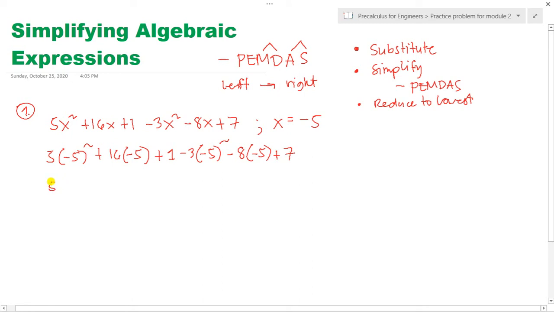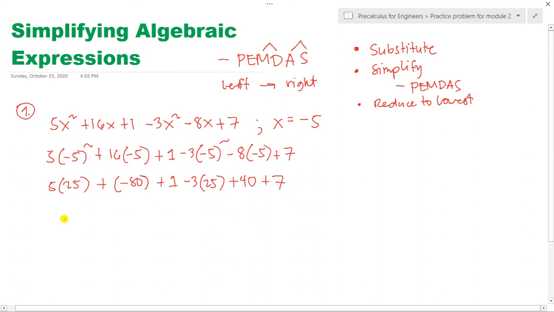That is 25. So 5 times 25 plus 16 times 5. So let's calculate na natin. 16 times 5 is 80, so that is negative 80. So negative 80 plus 1, and then 5 squared is 25. Positive na yan. Dito magiging positive 8 kasi negative 8 times negative 5 is positive 40 plus 7.